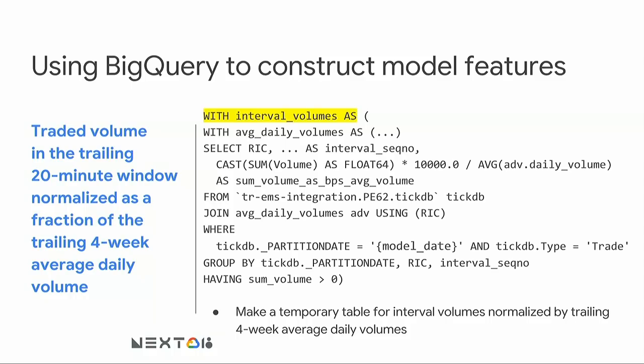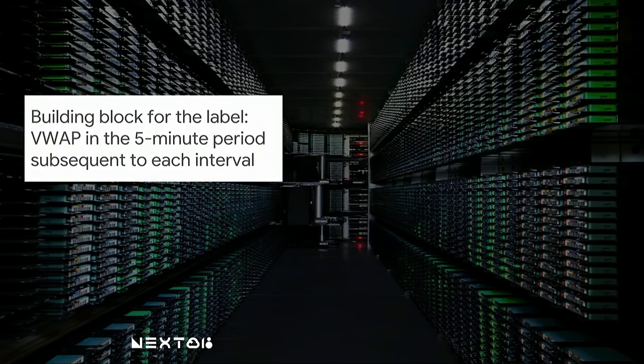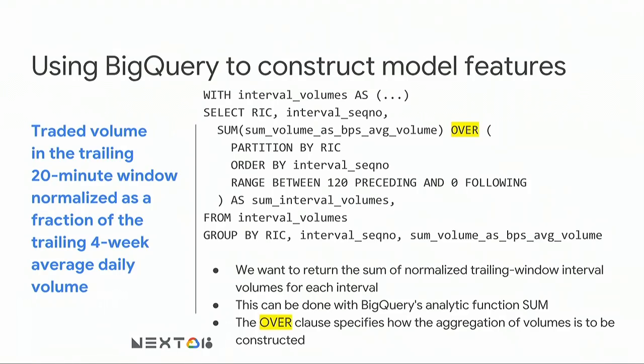to calculate interval volumes normalized by ADV. And then we use those values from yet another query in which we use an analytic function called sum, which, instead of making a list of values from preceding rows, here just adds up values from a list of preceding rows. And just before, we specify that we want to partition data by RIC. We want to order rows in each partition by interval sequence number. And for each row, we want to apply the sum for 120 preceding rows.